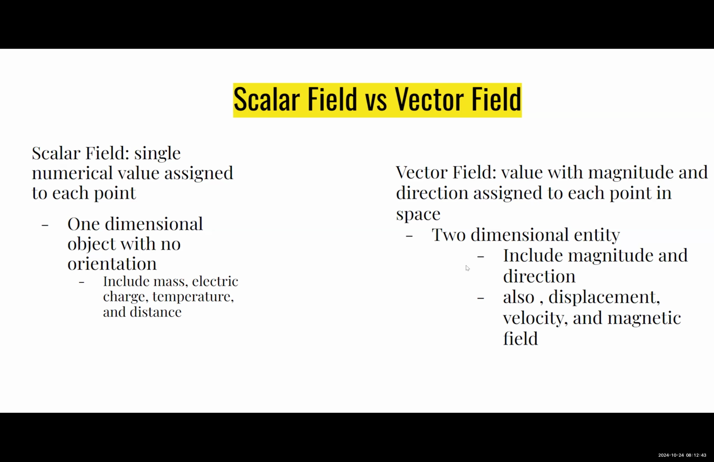A vector field, on the other hand, is a value with magnitude and direction. You guys may have remembered that I put in the picture of Vector from Despicable Me, and he does say that his name is Vector. So this is a two-dimensional entity, including magnitude and direction, as I had just said, but it also includes displacement, velocity, and magnetic field.